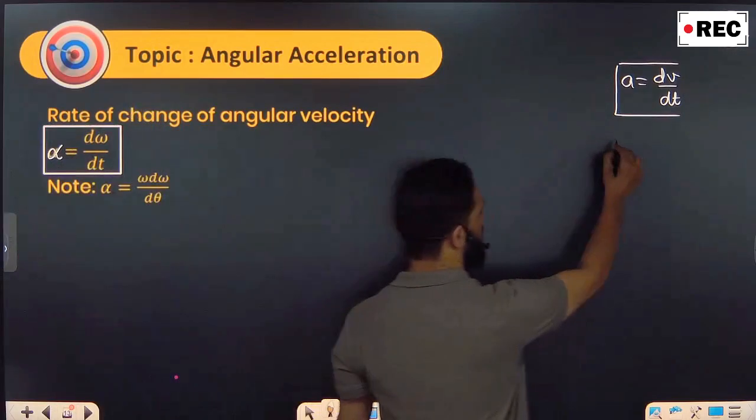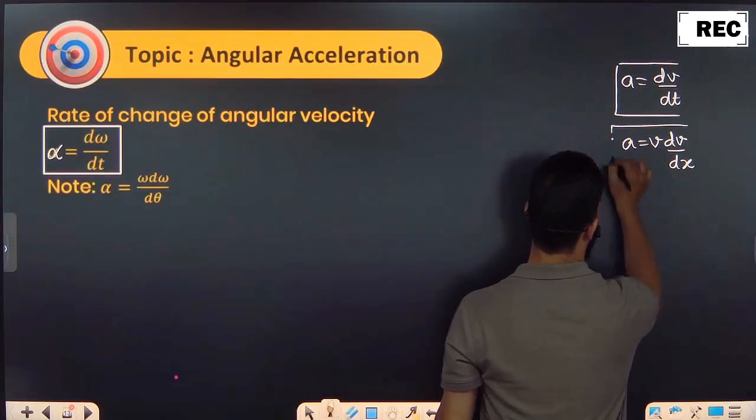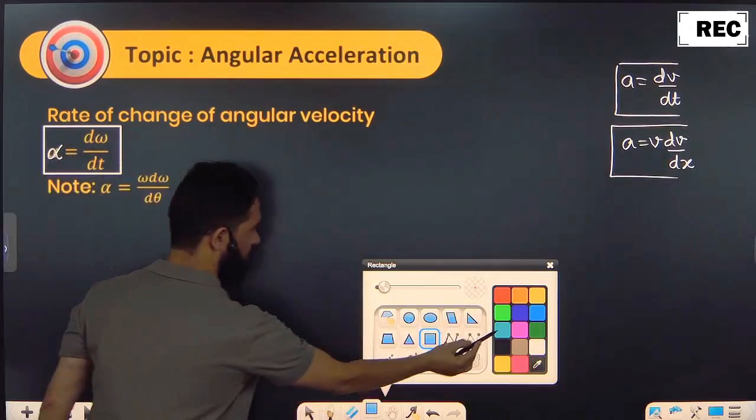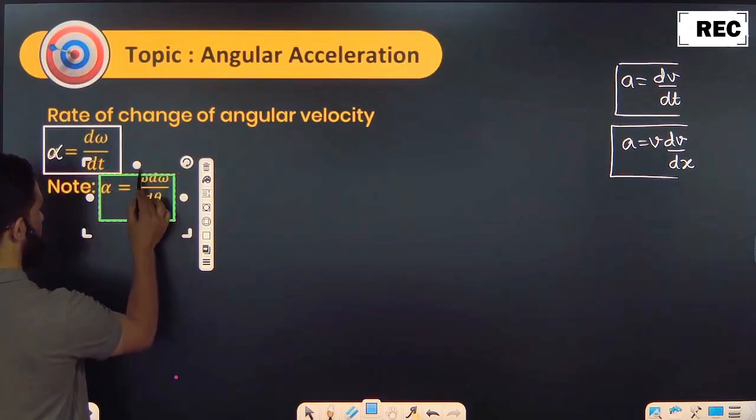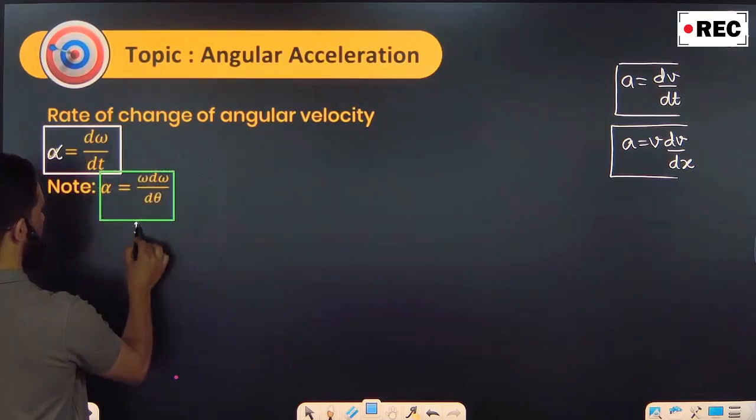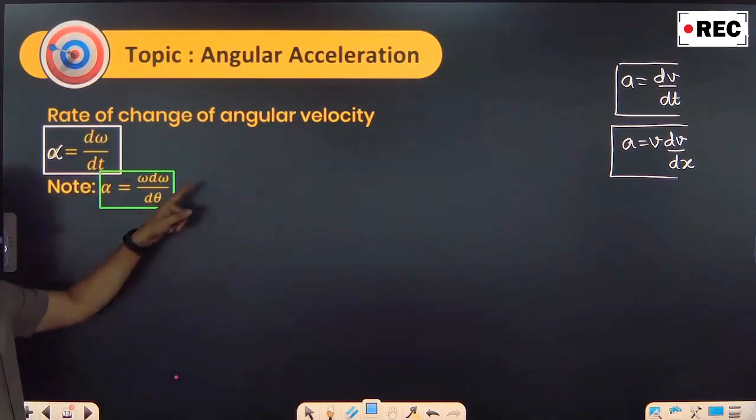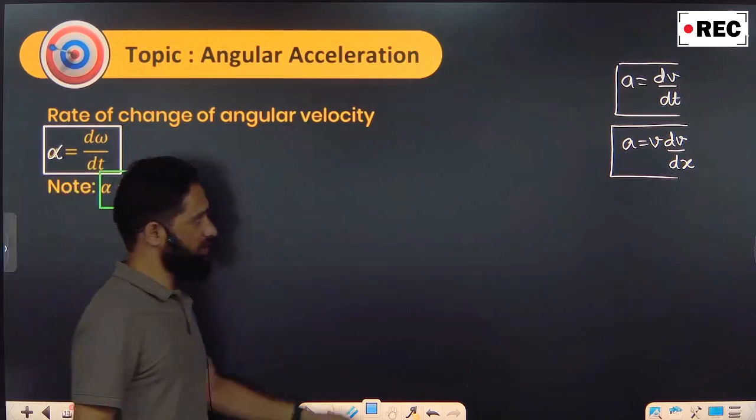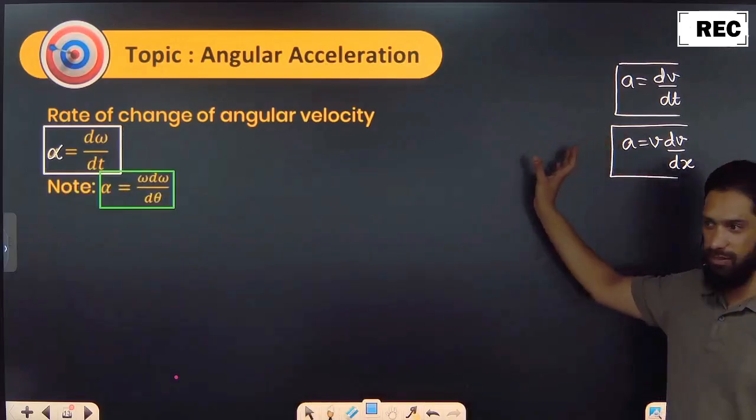And we also used to write acceleration as v dv by dx. So you replace it here: alpha is omega d omega by d theta. There it was x displacement, here theta is the angular displacement. V was the simple velocity, here it is omega, the angular velocity. So omega d omega by d theta is alpha. You are just making the analogy from linear parameters to angular parameters. Got it?